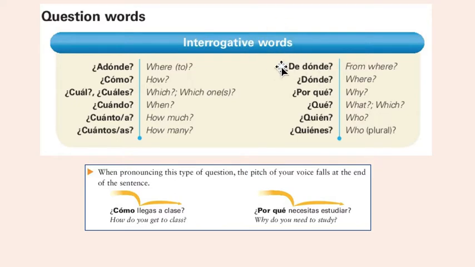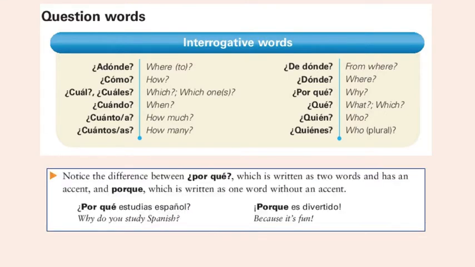Or ¿de dónde eres tú? ¿Cómo estás? Cosas así. Do note the difference between por qué, written as two words. I like to think of it as "for what," and it also has a written accent mark over que, letting you know that it's a question word, and porque, which is written as one word without an accent mark, meaning because. ¿Por qué estudias español? Why do you study Spanish? Porque es divertido, because it's fun.